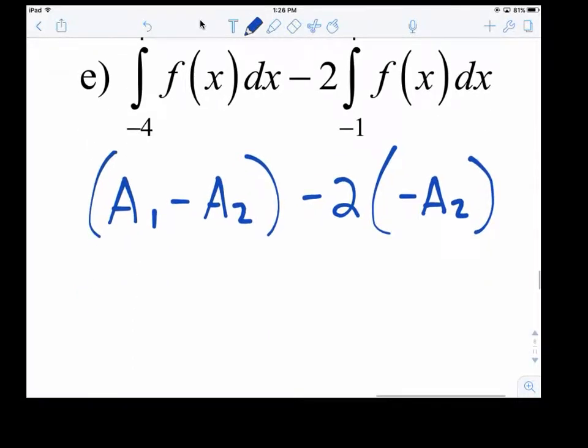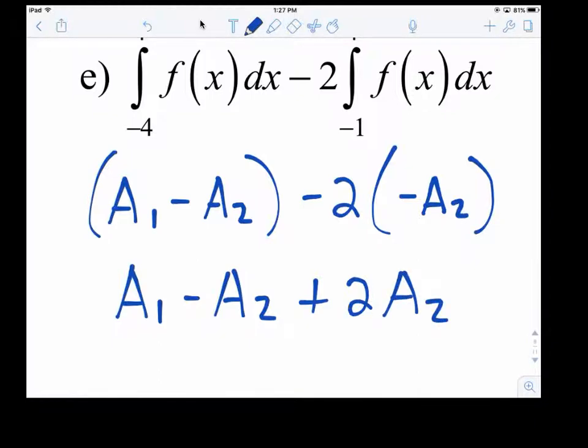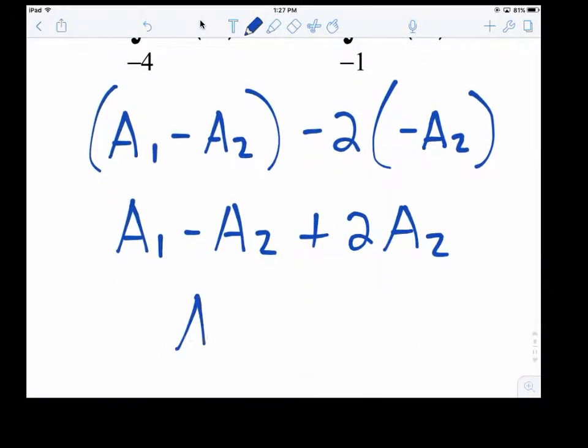Right, now you just have to simplify. So you have A1 minus A2 plus 2A2. It's plus 18, right? Sorry.